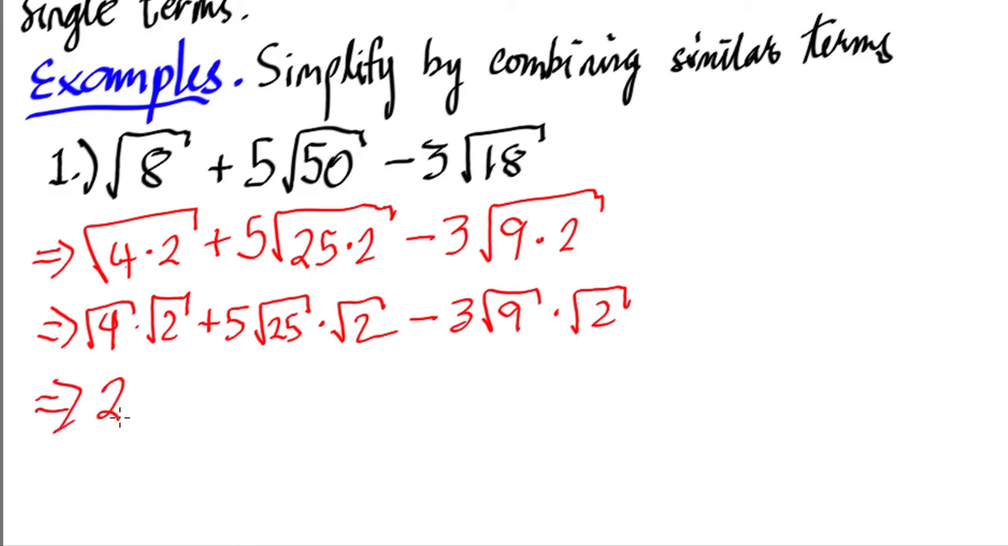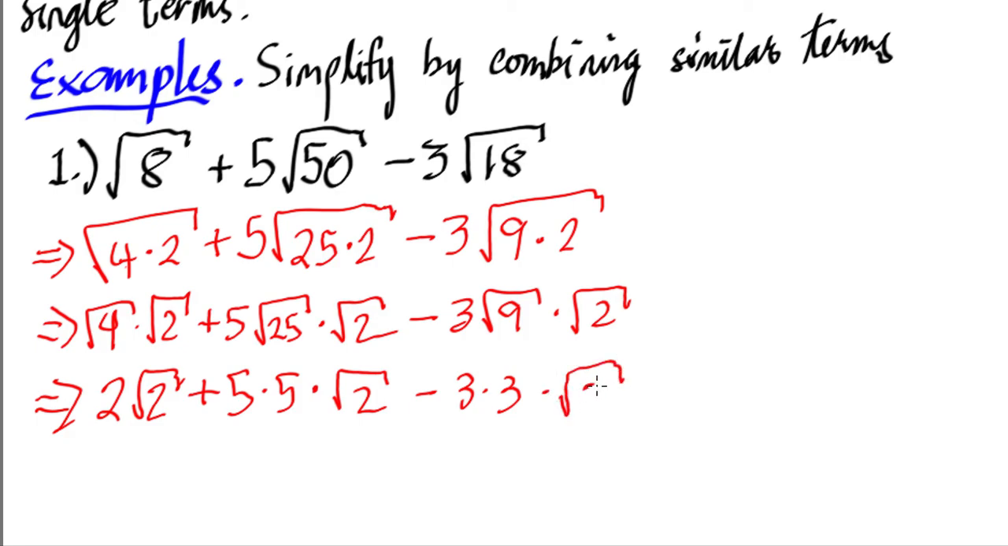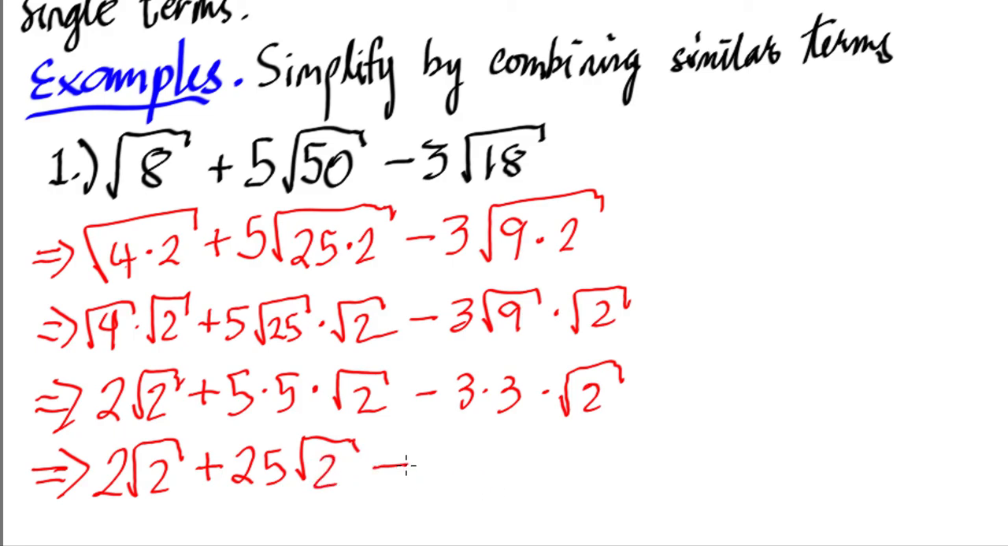Square root of 4 is 2, so 2 times square root of 2. Plus 5, square root of 25 is 5, times square root of 2, minus 3, square root of 9 is 3, times square root of 2. Let's simplify a little further. We'll have 2 square root of 2 plus 5 times 5 is 25 square root of 2, minus 3 times 3 is 9 square root of 2.